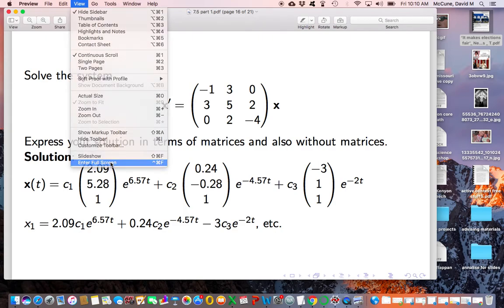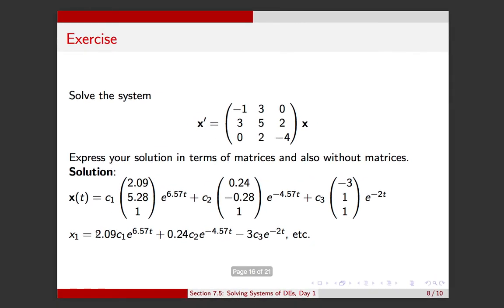And then, again, if you want to write without matrices, x1, just read across the top row. C1, 2.09, 6.57t, and so on. x2 would be reading through the middle: 5.28 C1, this e, plus negative 0.28 C2, this exponential, and so on.